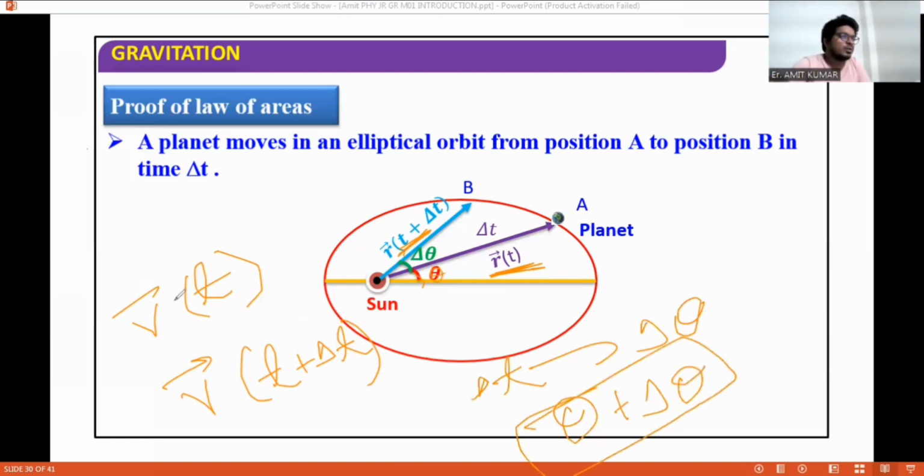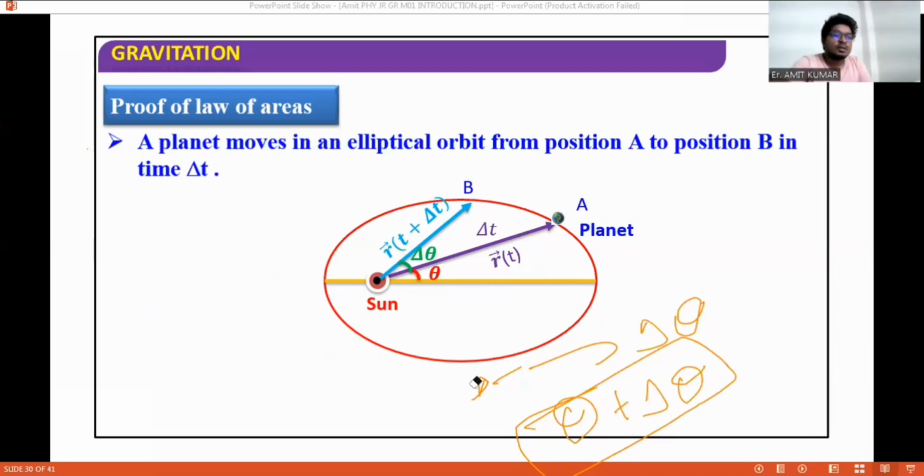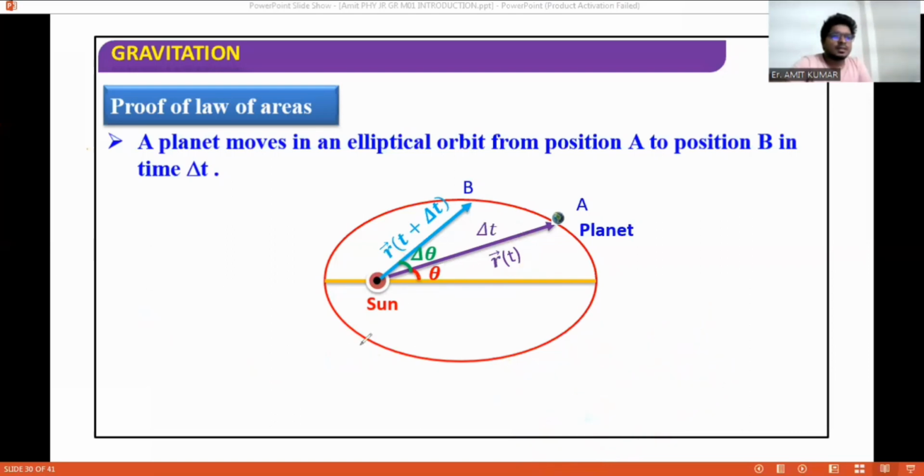Clear? Position vector: you should know how to write the position vector. Very important. Without knowing this, you cannot understand anything. Yes or no?